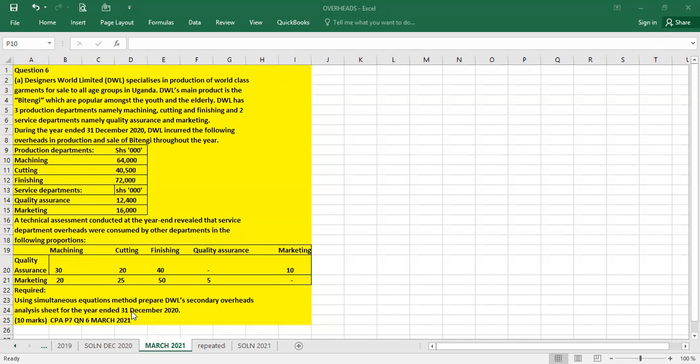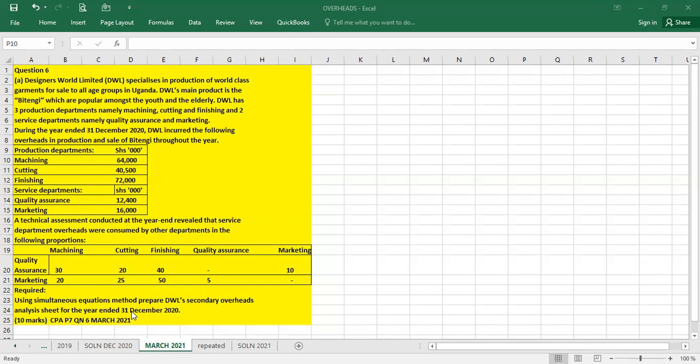What we mean by the continuous or the repeated distribution or reapportionment of overheads is that we have one scenario that we base on: we distribute all the service department costs to both the production and the service departments. It is the opposite of the direct method, where we distribute to only the production departments. This one says we are distributing it to each and every department within the organization.